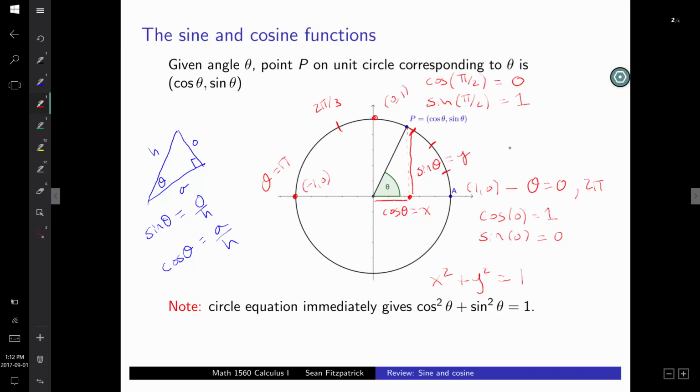So once I have pi over 6, pi over 4, pi over 3, how do I get the corresponding angles in the other quadrant? Well, I use the fact that the circle is a very, very symmetric object, right? So if pi over 3 is here, 2 pi over 3 is here, they're mirror images of each other on either side of the y-axis. And if you reflect something across the y-axis, you just change the sign of the x-coordinate, right?